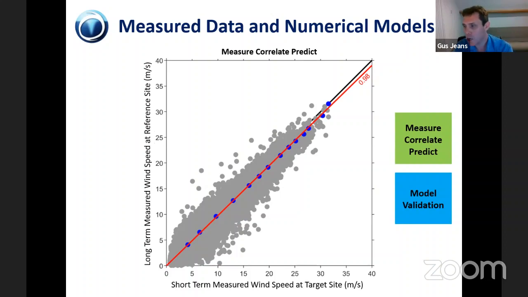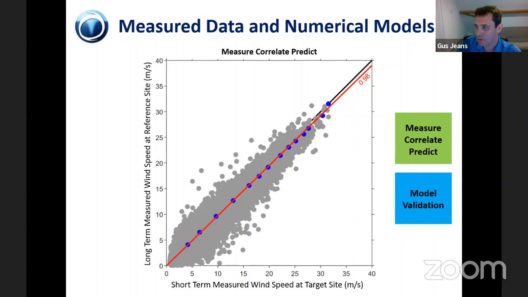So this plot here shows, from the context of measure, correlate, predict, we're looking at some sort of correlation between the long-term measured wind speed at a reference site. So this could be maybe decades of wind data from a nearby airport, and then some short-term measured data set from your target site. So you look at some correlation between your short-term measured data representative of your site and some long-term reference time series. This just shows probably the most simple possible way of deriving a correlation.